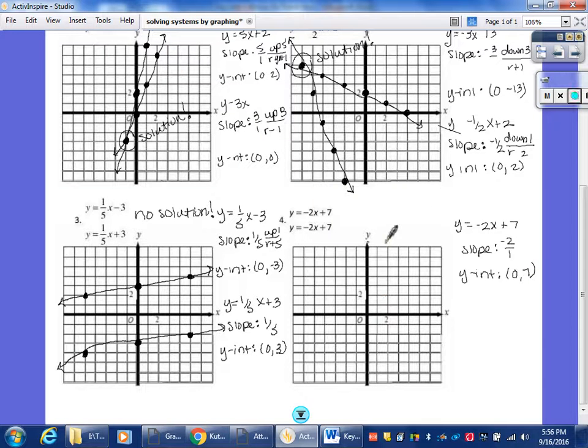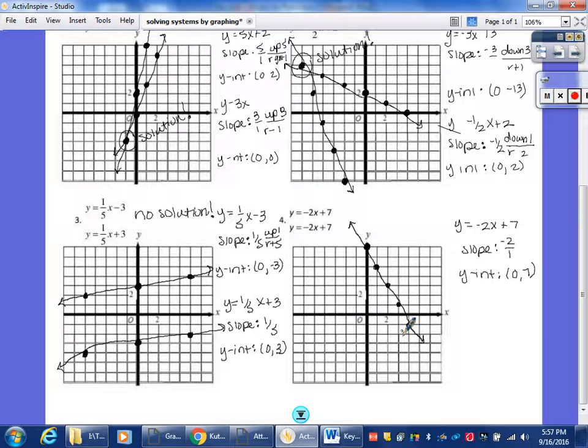And so those lines are exactly the same. I'm going to go up to 7 and draw a point at my y-intercept. Then I'm going to go down 2 and to the right 1, down 2 and to the right 1, down 2 and to the right 1, down 2 and to the right 1. And here's my line. And that's only one line. I only graphed one line. But if I graphed the second line, it would be exactly on top of this one line.